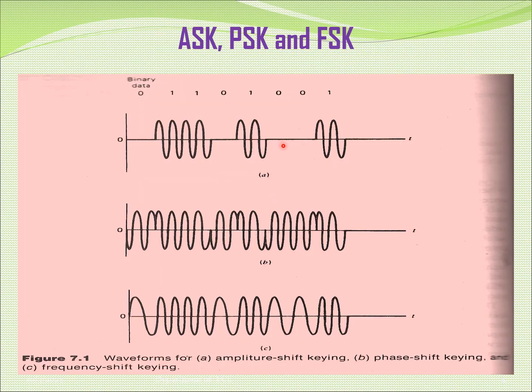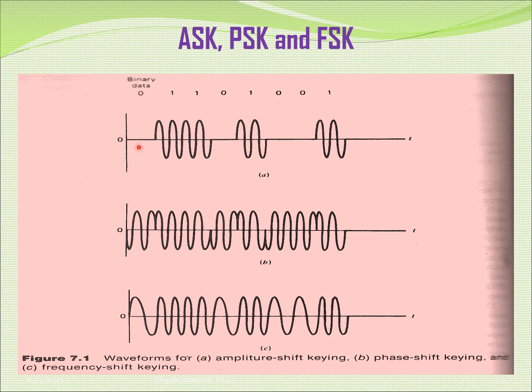Now, the other two fundamental types are phase shift keying and frequency shift keying. In the case of amplitude shift keying, we have seen that the carrier signal is an analog sinusoidal signal which varies with respect to the input digital data. Here, 0 means 0, and 1 means the carrier signal is available. For phase shift keying, there will be a phase shift when the input data changes from 0 to 1 and 1 to 0.